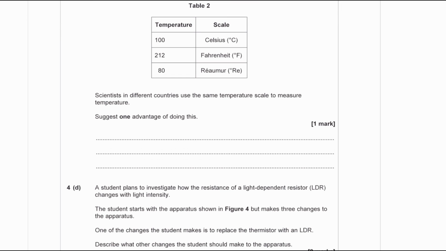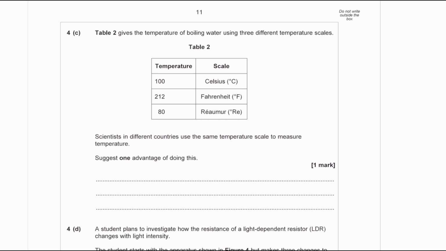Oh, slightly too far there. Let's have a look at 4C. It says the table gives the temperature of boiling water using 3 different temperature scales. Right, so we've got Celsius, Fahrenheit, and Réaumur. All right, I think I'm pronouncing that right. Scientists in different countries use the same temperature scale to measure temperature. Suggest one advantage of doing this.